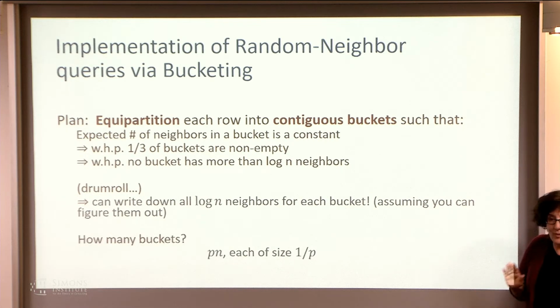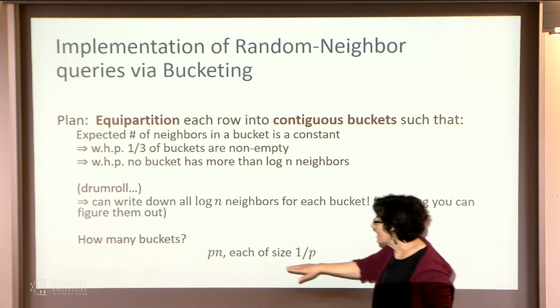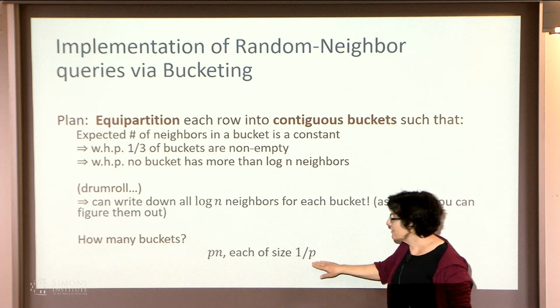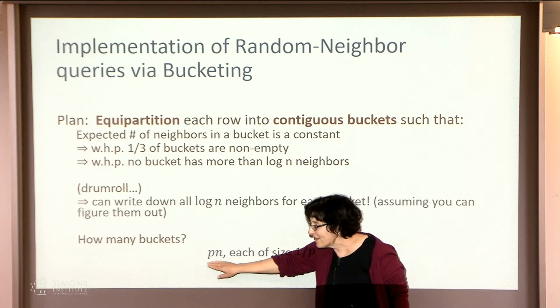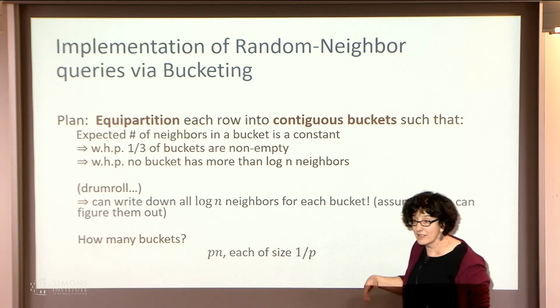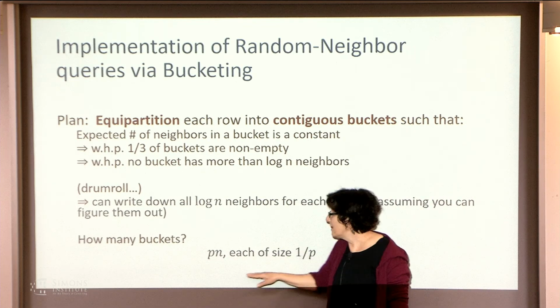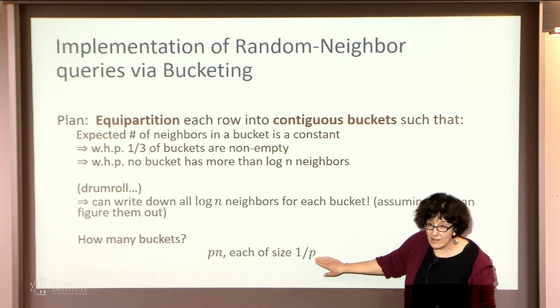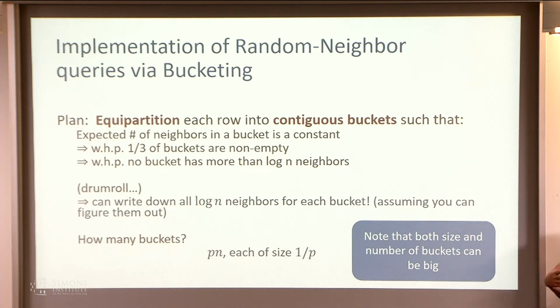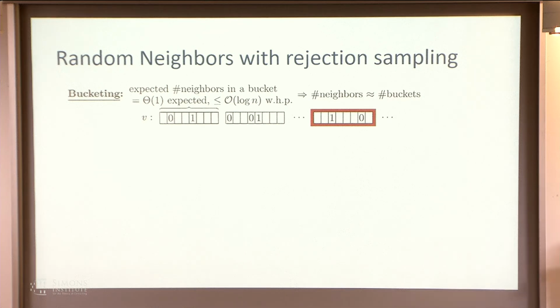Well, how many buckets? What I want to make clear here is we're going to have pn buckets, each of size 1 over p. So when p is a constant, that's lots and lots of buckets. It's linear in n buckets, each one of constant size. In the sparse case, when p is like c over n, then we're going to have very small buckets. But let's just think of the case where p is 1 over square root n. You might have square root n buckets, so that's lots of buckets, and they might all be big because they might all be square root n size. So we don't have any notion that the number of buckets is small or that the size of the buckets is small. They're all too big for us.